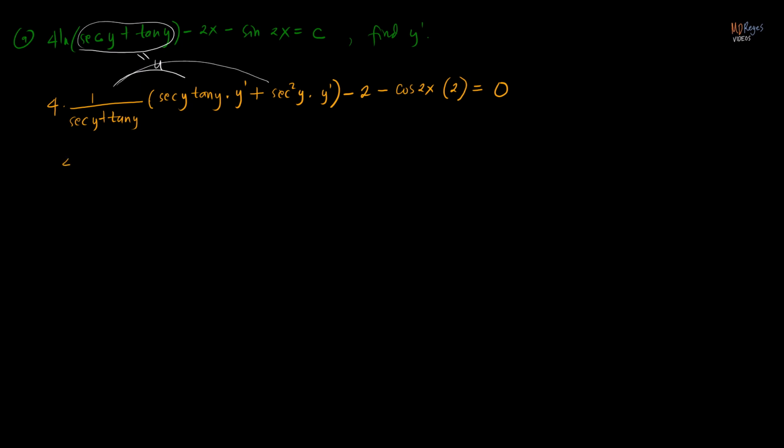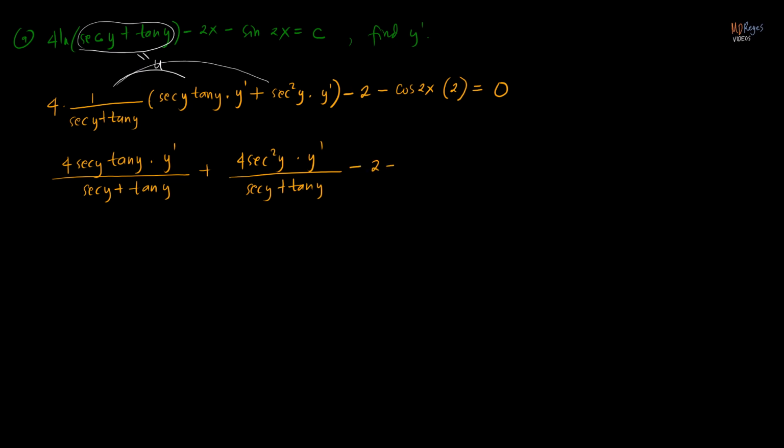So we'll have 4 secant y tangent of y times y prime over secant of y plus tangent of y, plus 4 secant squared of y times y prime over secant of y plus tangent of y. Okay, minus 2 cosine of 2x equals 0.